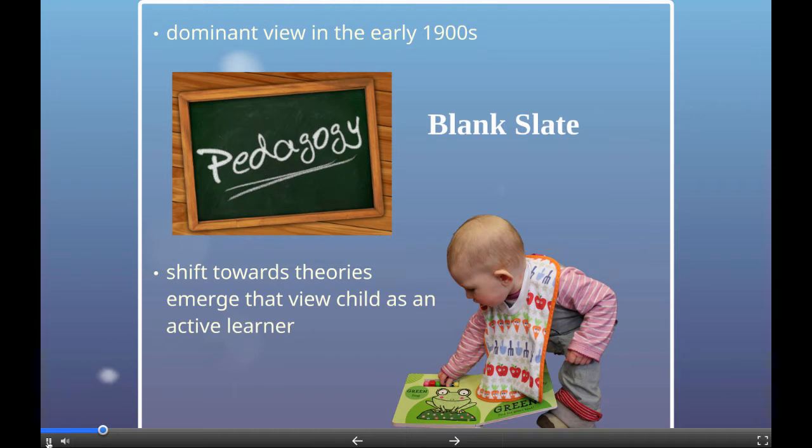Part of the 20th century, many psychologists believed that an infant's mind was a blank slate. However, new research methods allowed scientists to gather data, and this view was eventually dropped in favor of the theories that viewed children as active learners.